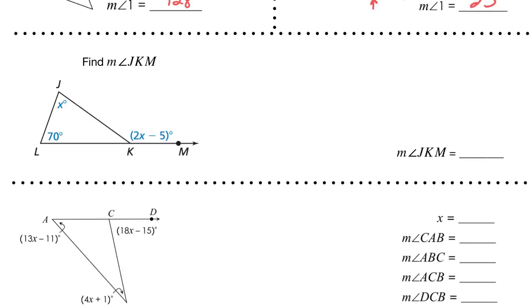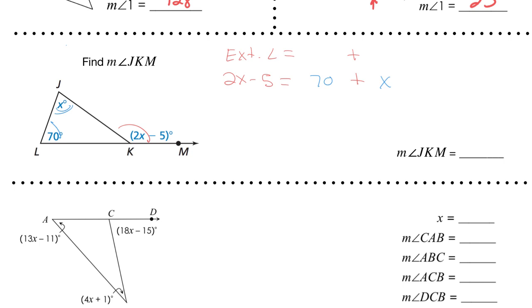Okay, so sometimes you're given problems that involve algebra. As we had before, the exterior angle equals the two non-adjacent angles added up. So our exterior angle is 2x minus 5. That's going to equal the other two angles, 70 and x, added up. So we just need to solve for x.